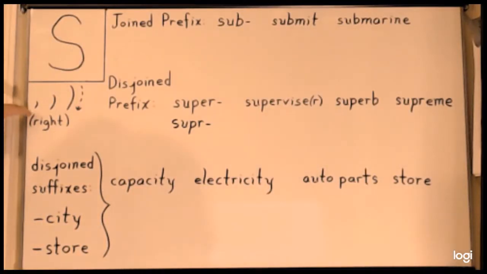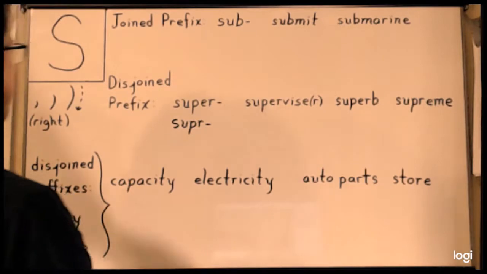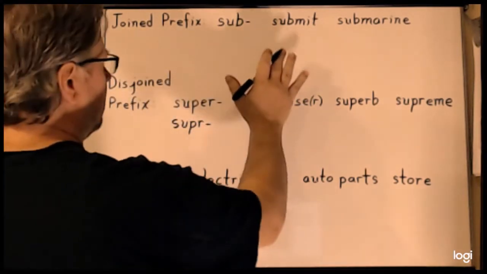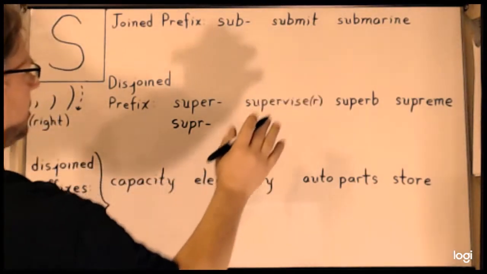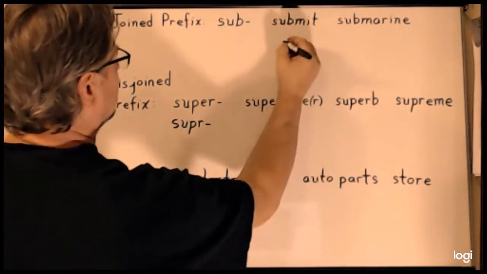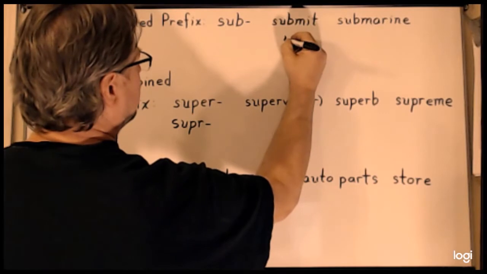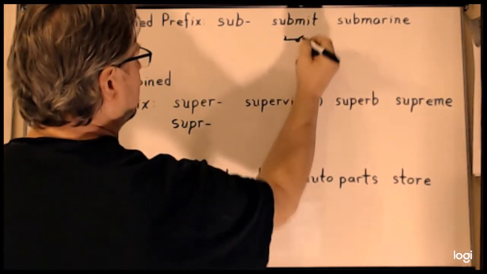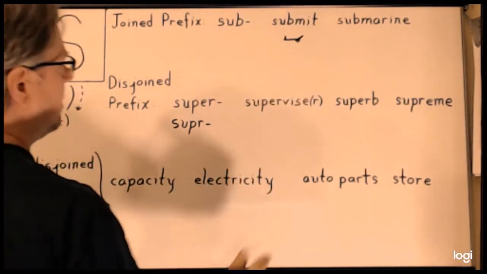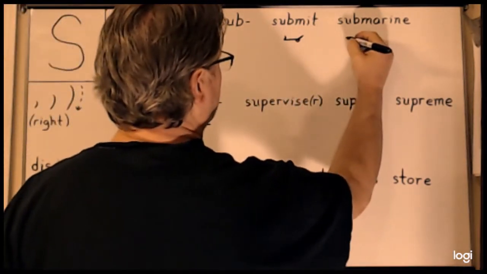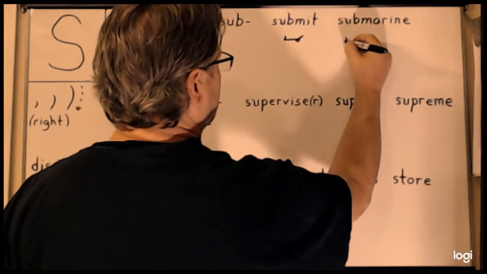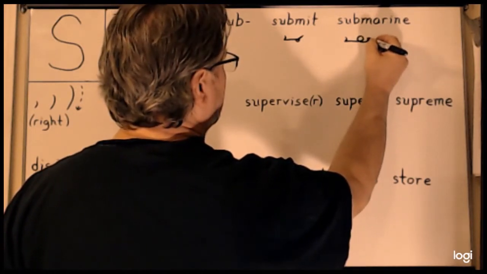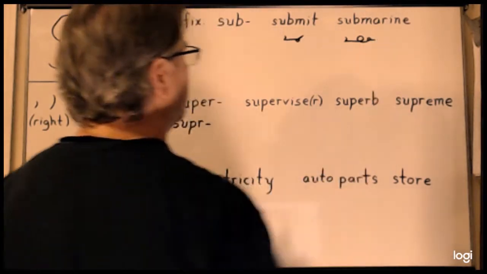The right S can also stand for the joined prefix sub in words like submit and submarine. So for submit, we'll write the right S, a joined M-I-T for submit. For submarine, just write the right S, then M-A-R-I-N for submarine.